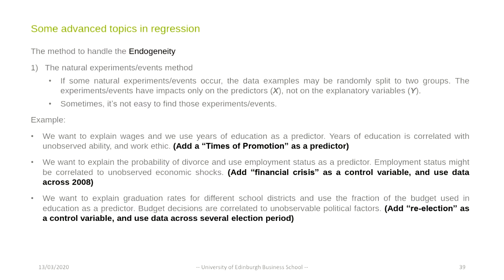To solve the endogeneity, we have a number of different methods. The first one, which I personally believe might be the best one, is called the natural experiment method. The natural experiment or natural event method is trying to catch some natural experiments or natural events. These events are very special, or very random.